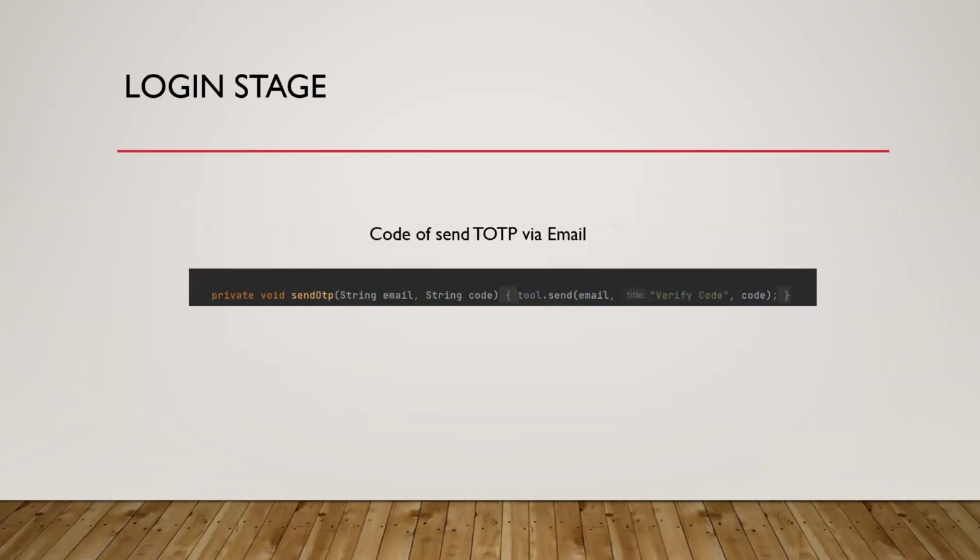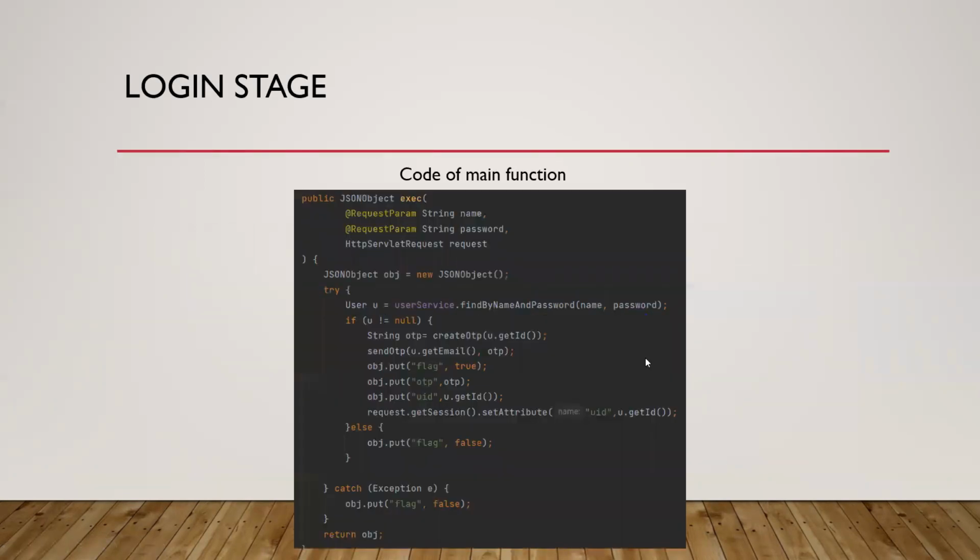And the next function is the send email function. It will send the verify code to the registered email. And this is the main function for the login stage. The server will first check the username and password, and once correct, it will run the create OTP function, and then the send OTP function and return the true value.